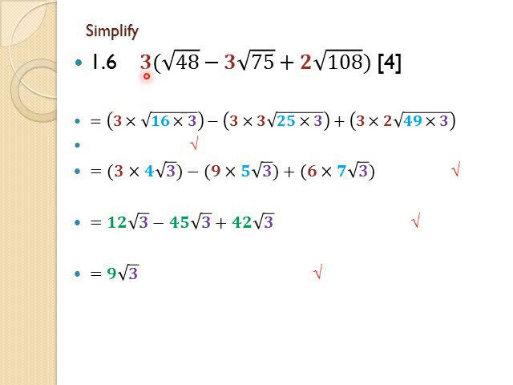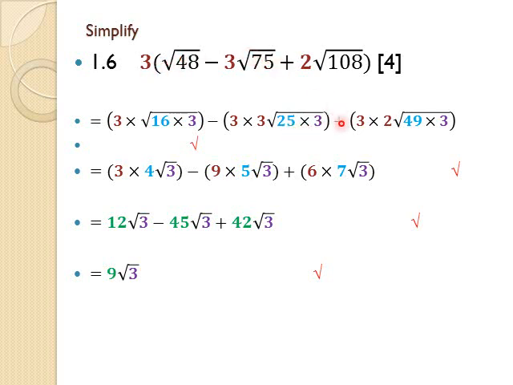Right, so 1.6, I have 3 square root 48 minus 3 square root 175 plus 2 square root 108. I'm testing the distributive law. Can we multiply in? So 3 times the square root of 48. Remember, without a calculator, so find the perfect square in there, 16 times 3. Minus 3 times, or positive times negative, gives me negative, 3 times the square root of 75, and 75 can be written as 25 times 3, 25 being the perfect square.